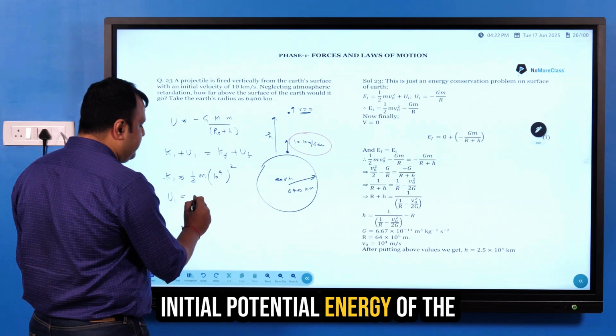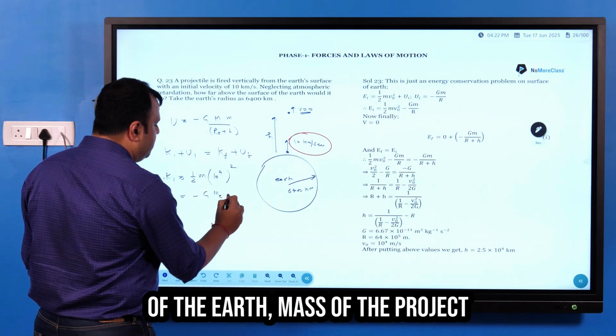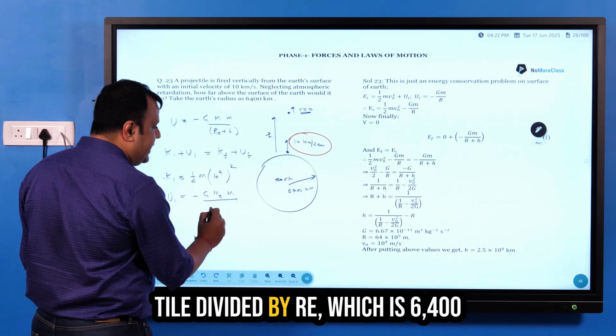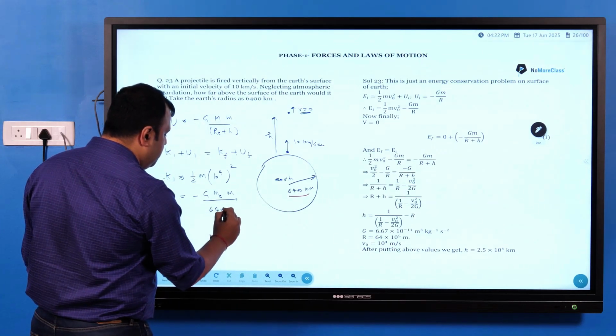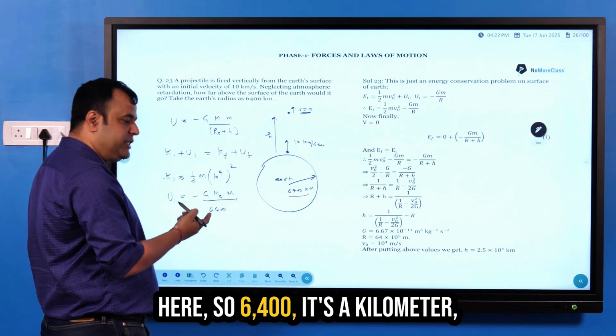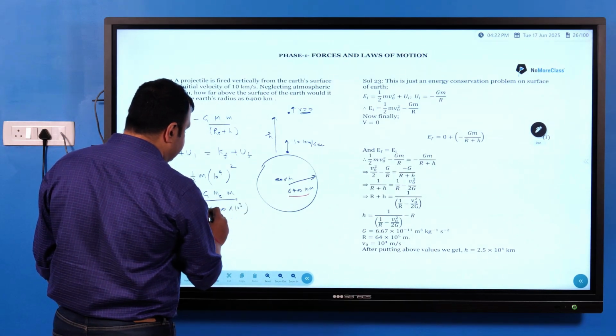Initial potential energy of the whole system is minus of G, mass of the Earth, mass of the projectile, divided by RE plus H, which is 6,400 plus H. But the H is 0 here, so 6,400. It's a kilometer, so 10 to the power 3.